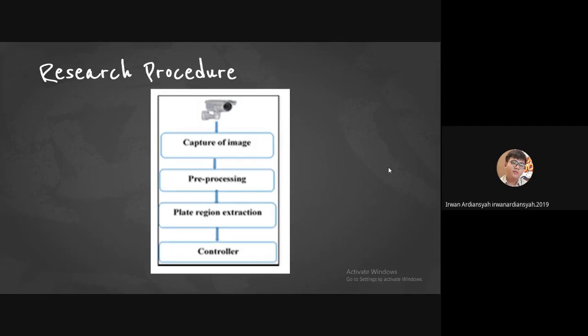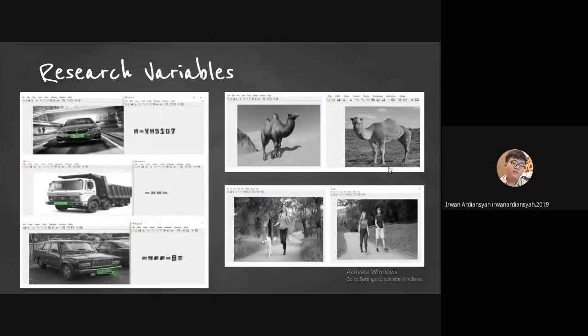And then recognition of the plate region. We can see in this picture the authors take some pictures of cars and then a camel and people. So the system will recognize the plate number. In this picture, we can see the plate number is captured by this application implemented in MATLAB.